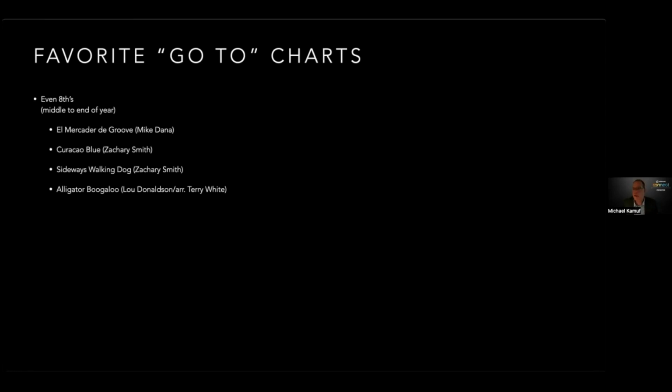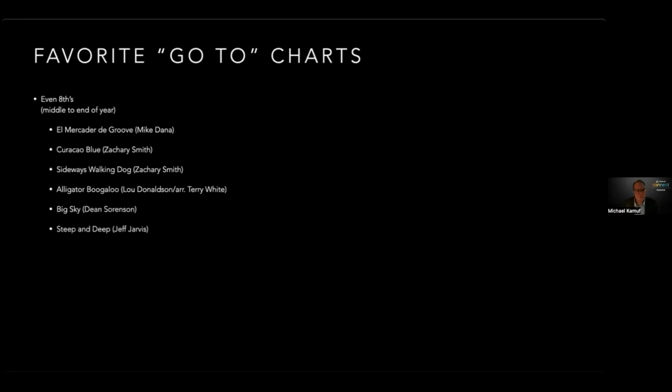Alligator Boogaloo, Terry White did a great job with this Lou Donaldson funky blues number from the 1960s. Dean Sorensen's Big Sky is one of my favorite charts for young jazz ensembles, like the second half of the year. It has colors in it that we don't normally get. It's inspired by Maria Schneider's writing, if you're familiar with Maria Schneider, and Dean gets these different sonorities and colors out of the young jazz ensemble that's quite unique, and it's a fun chart to play.